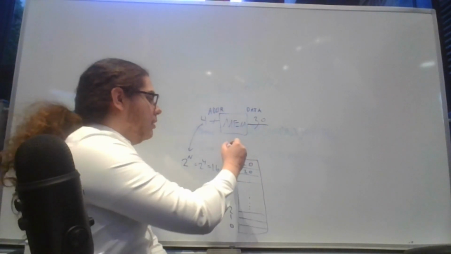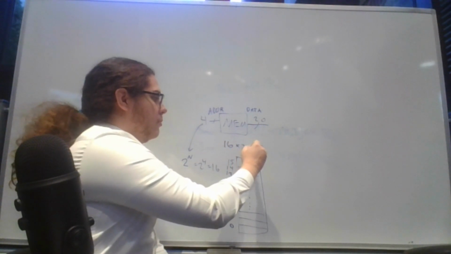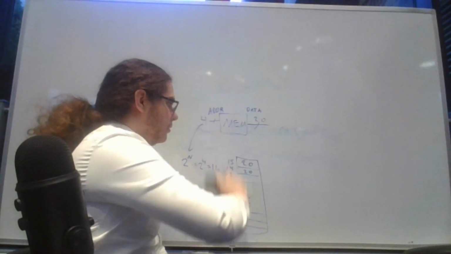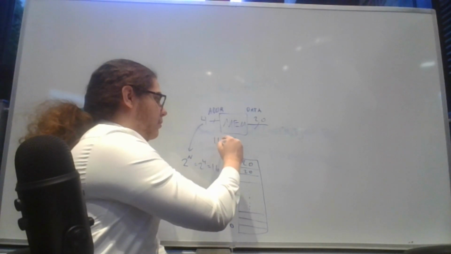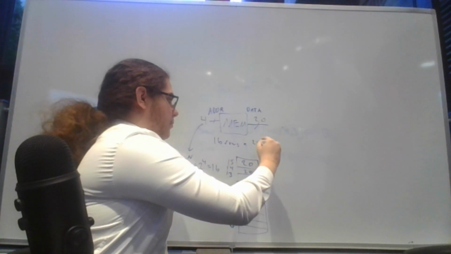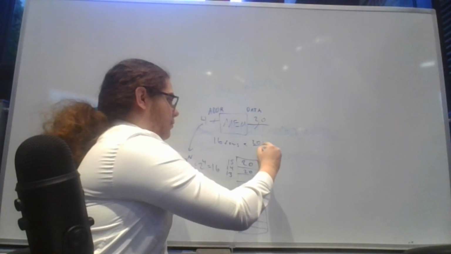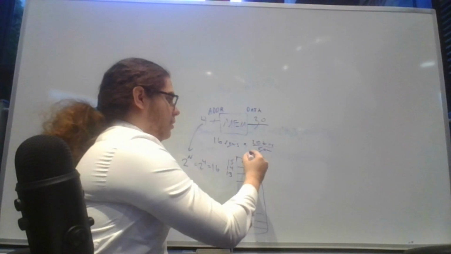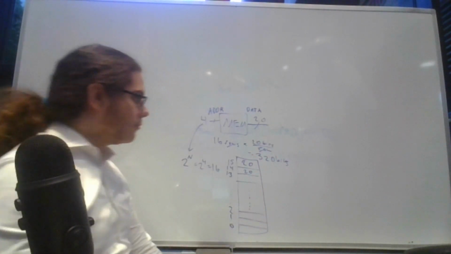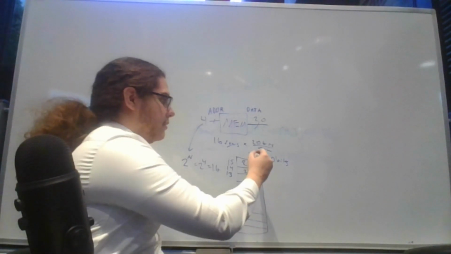And so you say, okay, 16 rows times 20 bits per row. And I guess maybe I'll even write that out explicitly. And you get 320 bits. And so you would just write that as the answer.